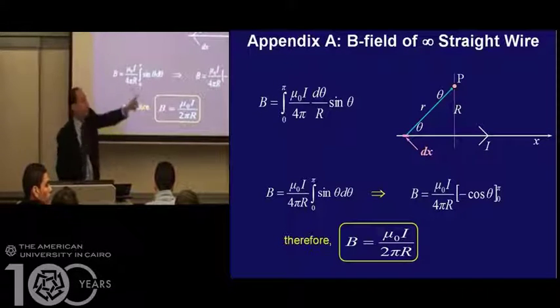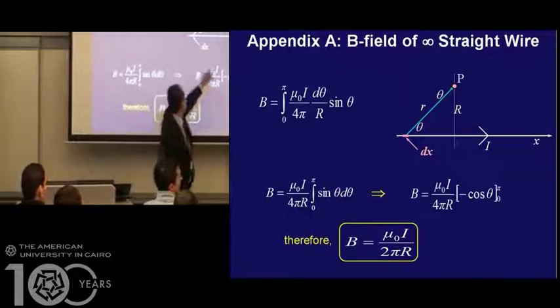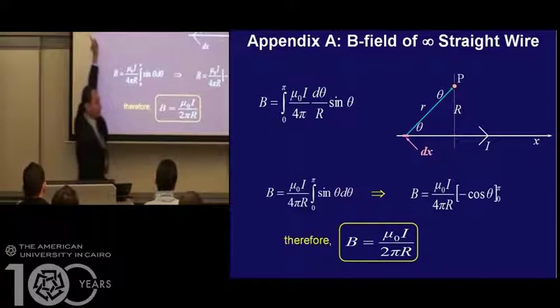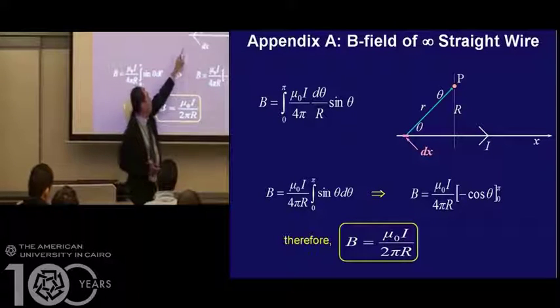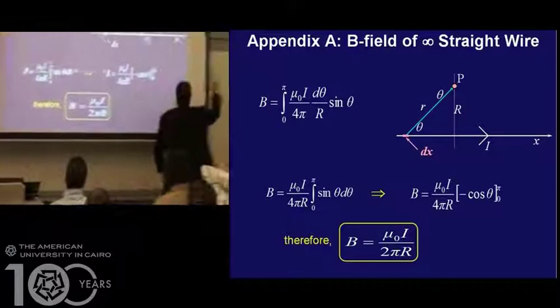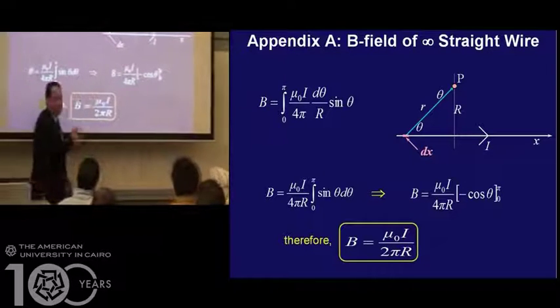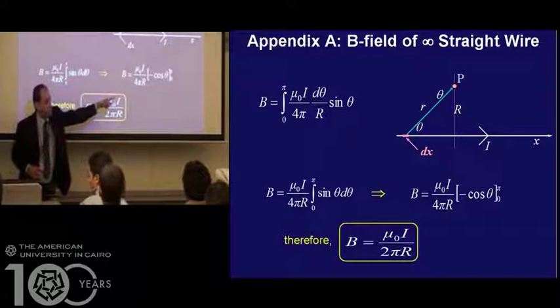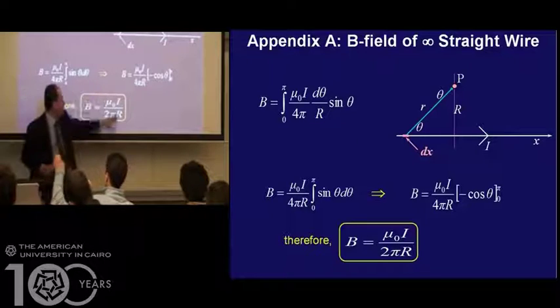Before you go, this is very important. If that element is at negative infinity, the angle theta is 0. If that element is at positive infinity, the angle theta is 180. So you do the integration from 0 to 180 for sine theta d theta, and if you plug in the values for theta, you get mu 0 I over 2 pi r.